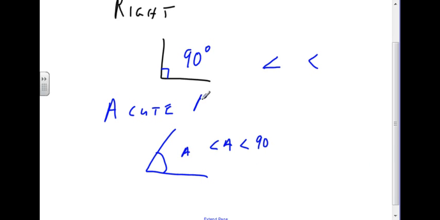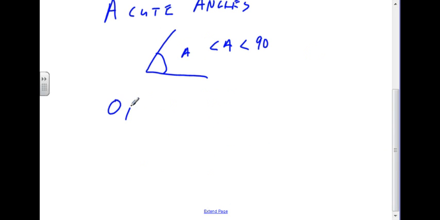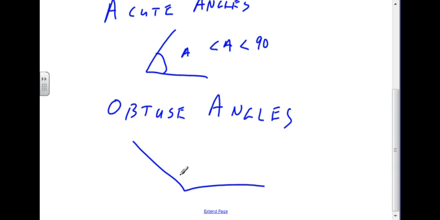And so we could have acute angles. And then we could have obtuse angles. And I'm an obtuse angle. And you guys will be too, but you have to get at least a 63 before you are. So right now you got many years away before you can be an obtuse angle. And that's an angle that's greater than 90 degrees. Angle A greater than 90 degrees.